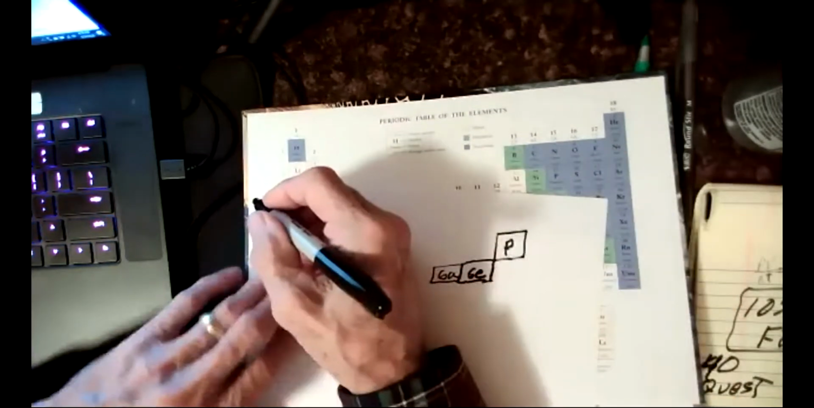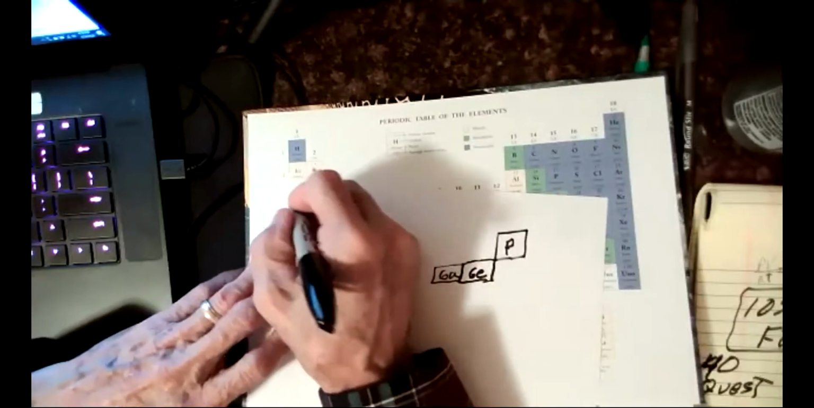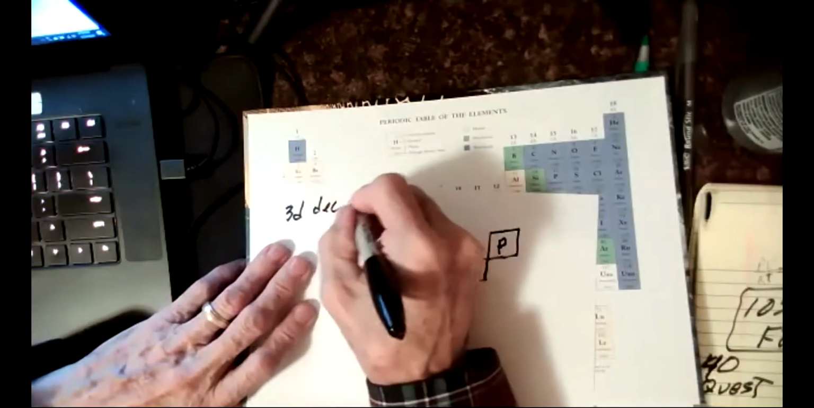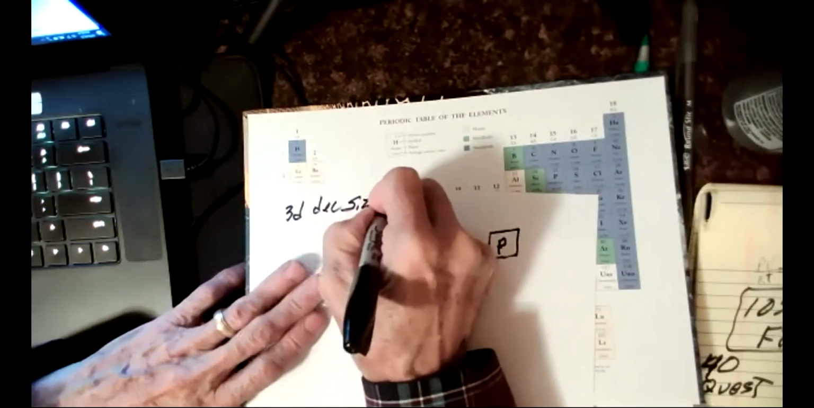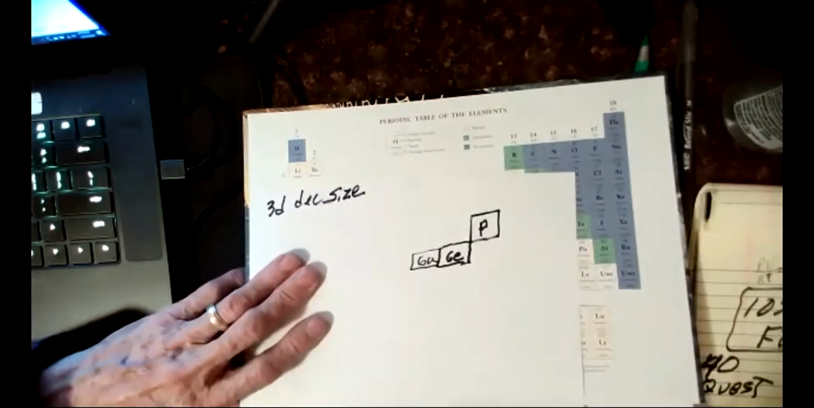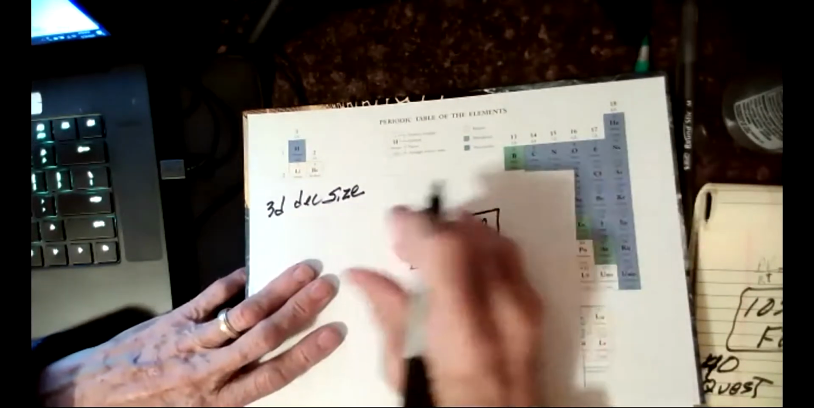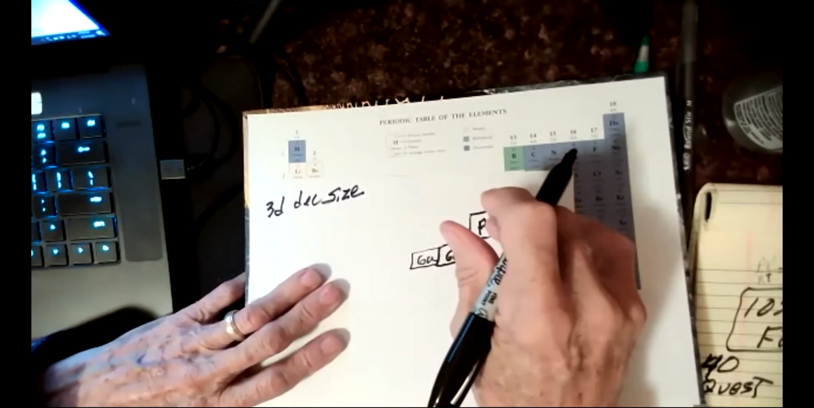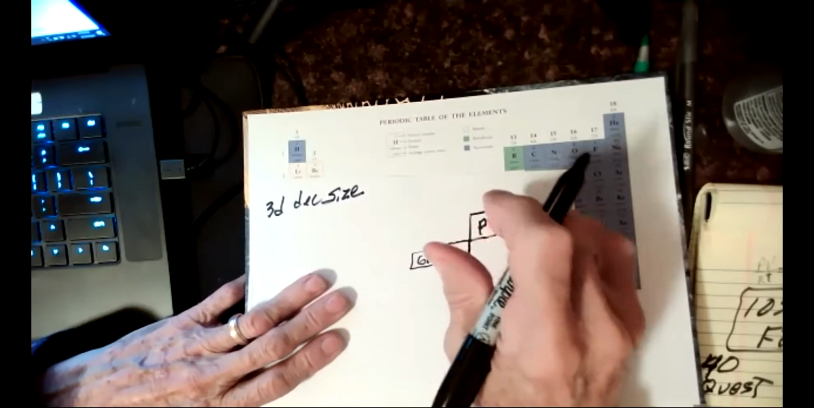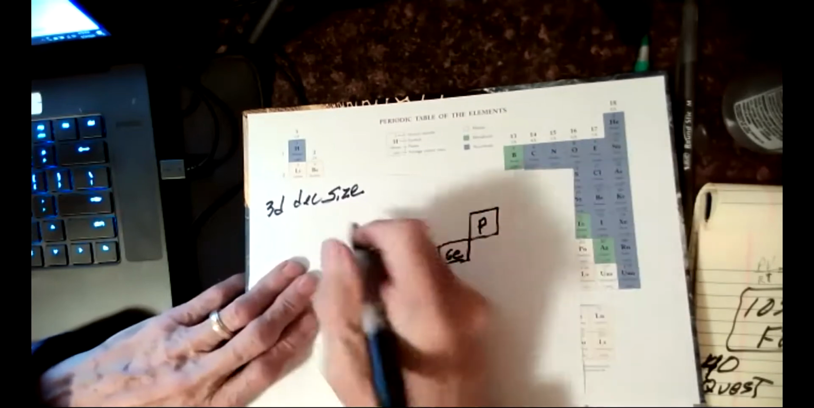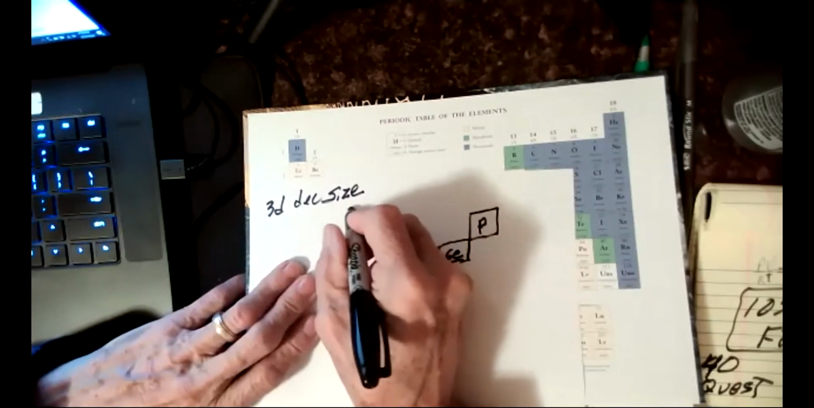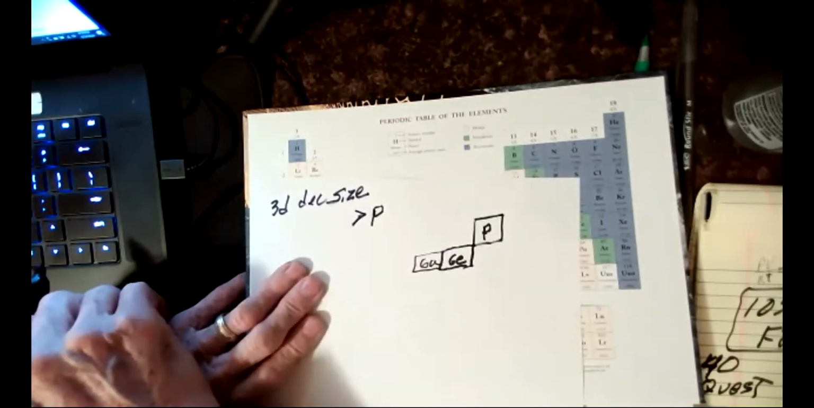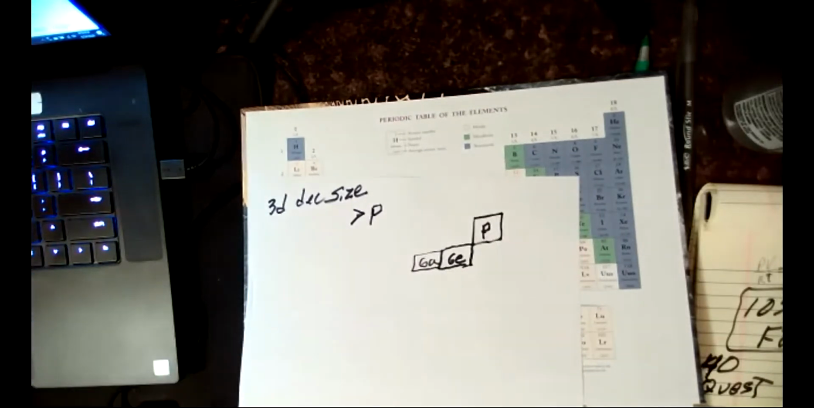So we want to rank them in decreasing size, atomic radius. All right, now, again, we've got 2 rows. The rule is the further they are up, the smaller they are. So the smallest one is going to be phosphorus. So I want phosphorus to be the last one on the right. And let's see, it is in C.